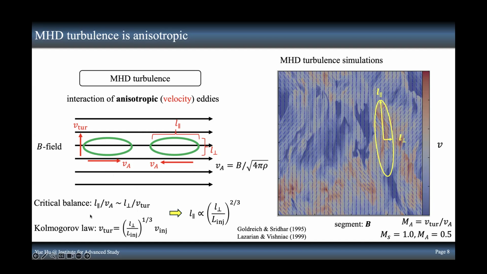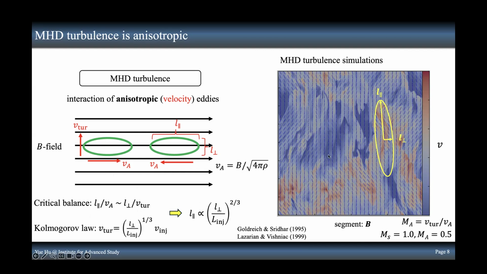And if we assume the turbulence is Kolmogorov turbulence, then we combine the two conditions, and we can get the anisotropy scaling of the eddies. This equation means the parallel scale is much larger than the perpendicular scale.